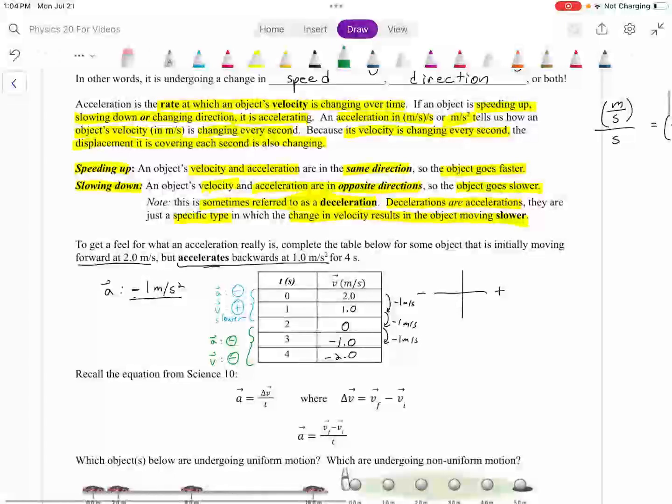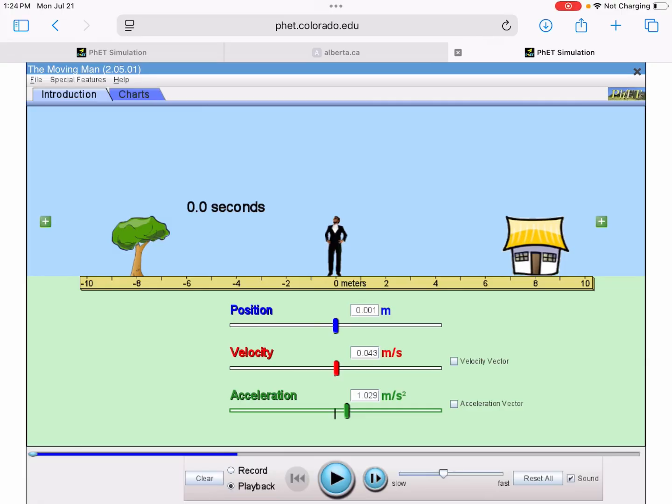Okay, let's take a look at some visuals here now in the animation. Okay, so I'm just going to start out with a simple case here where he's starting out not moving. Now it's just some quirks in the simulation. It's showing his velocity as 0.043. It's starting at 0. It's just the way it's displaying. Okay, you can see he's not moving there.